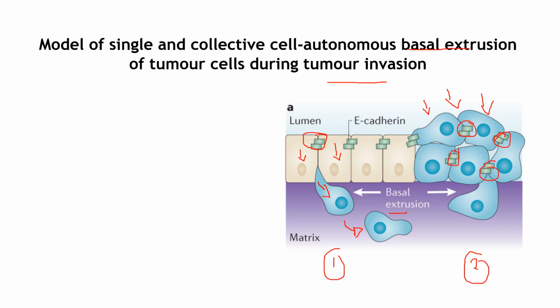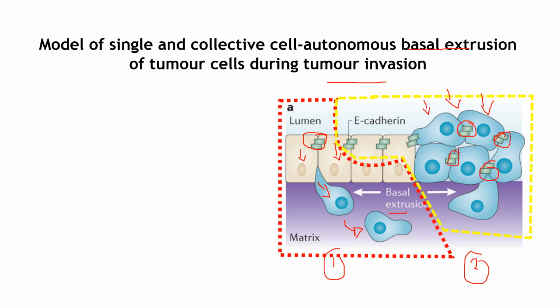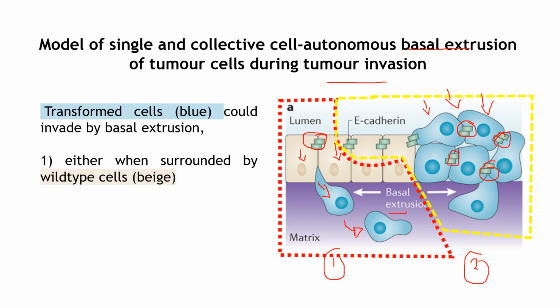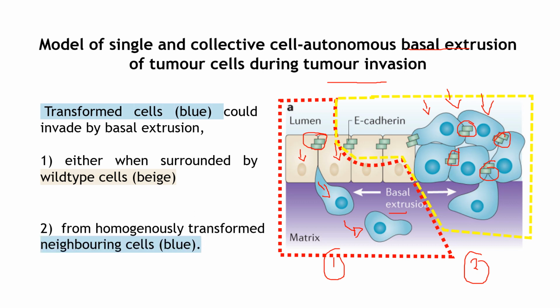Okay, so I showed you that there are two mechanisms. They said that these transformed cells, in blue, can invade basally, and they can do it by being individual in a tissue, surrounded by wild type cells, or if you have many transformed cells, they can also display a different behavior, and they can possibly escape all of them together. So let me show you the mechanisms that they propose.